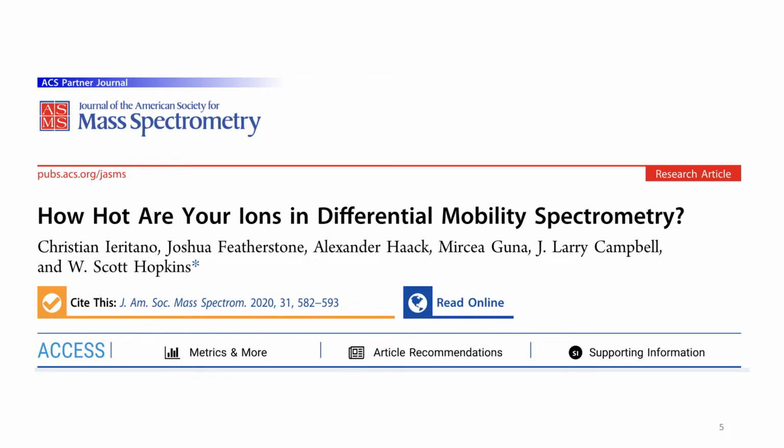So I think I've impressed the importance of characterizing ion temperature, not just in the context of DMS, but for ion mobility in general.